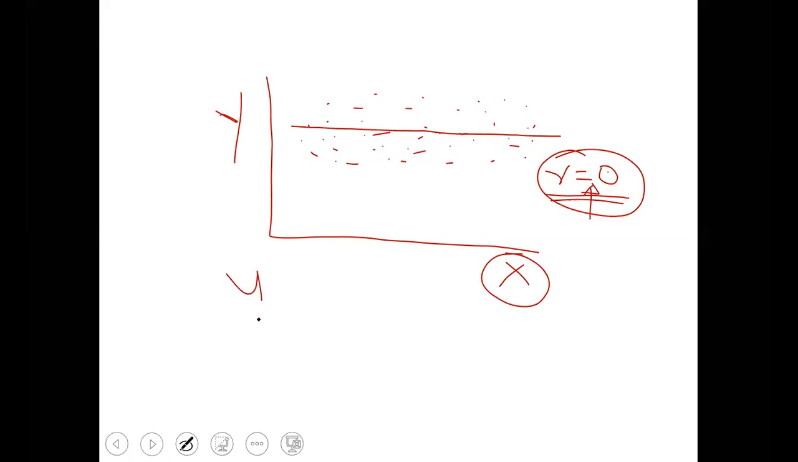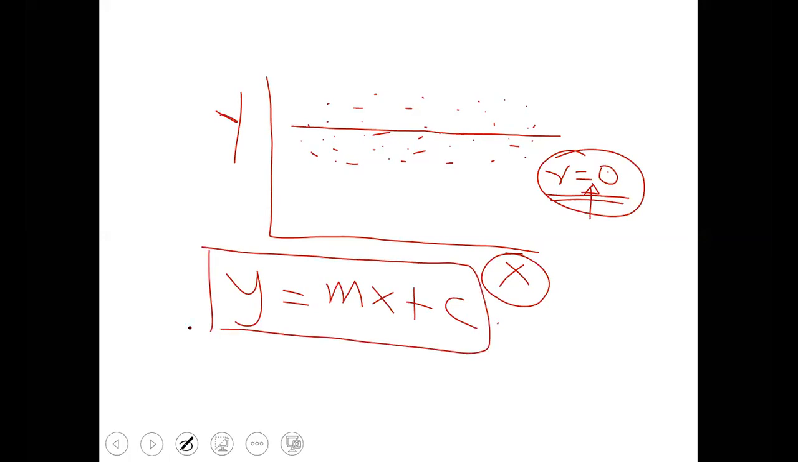Now y equals mx plus c. Simple. Is it clear? y equals mx plus c. This is the straight line equation.